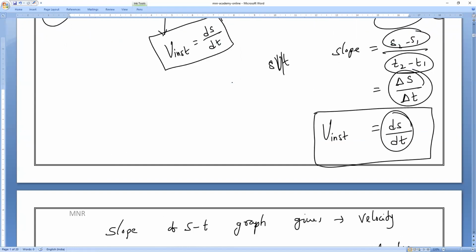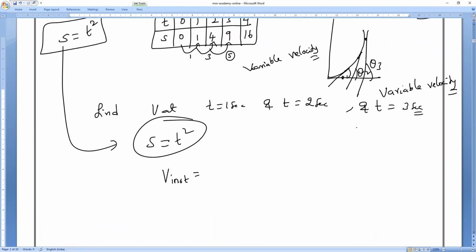ds by dt. No response, no use. I am saying again: what is V instant equal to? ds by dt. I keep telling you people. So V instant is equal to ds by dt. What is the ds, Pradosh? t square. So t square divided by dt.